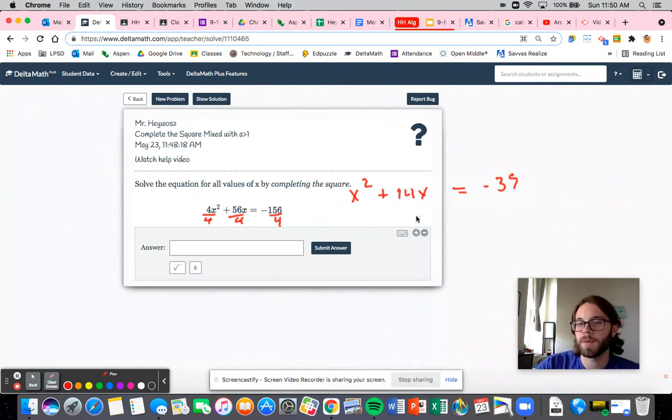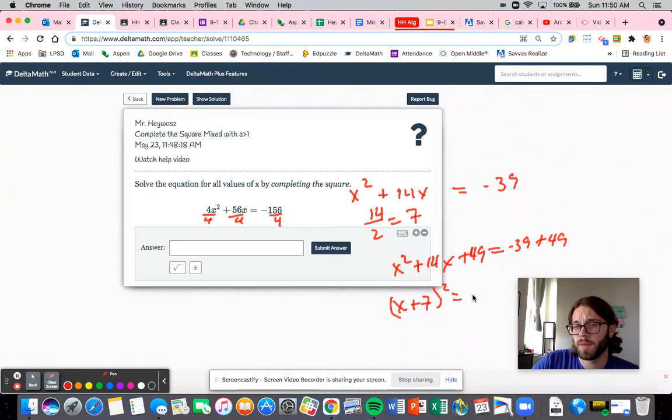All right, so now we're going to go through this process again. I need to find that over 2, which is 7. So I'm going to add 49 to both sides. So x squared plus 14x plus 49 is equal to negative 39 plus 49, which is 10. So you get x plus 7 squared is equal to 10. So x plus 7 is equal to plus or minus root 10. So x equals negative 7, plus or minus root 10.